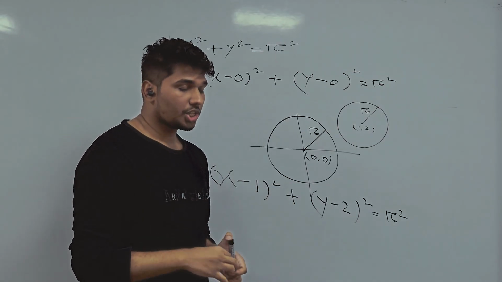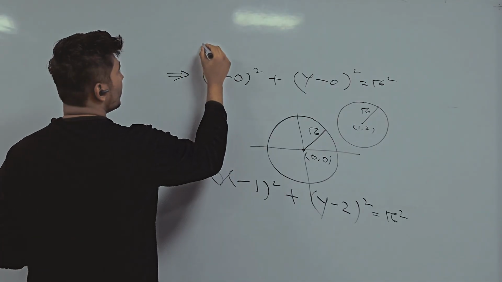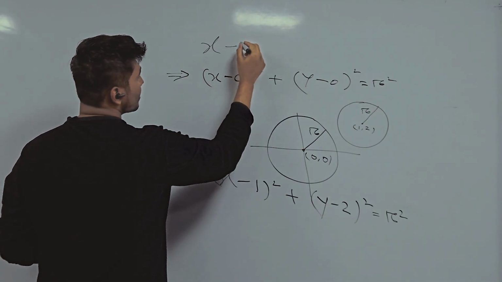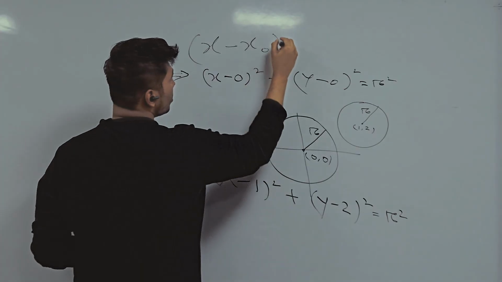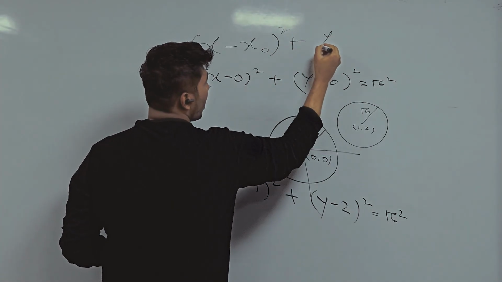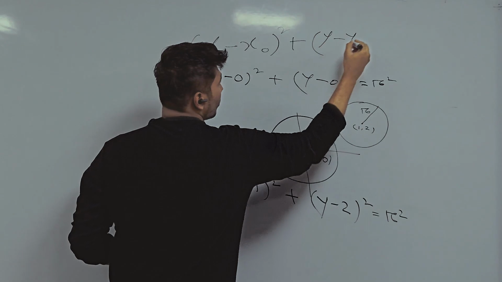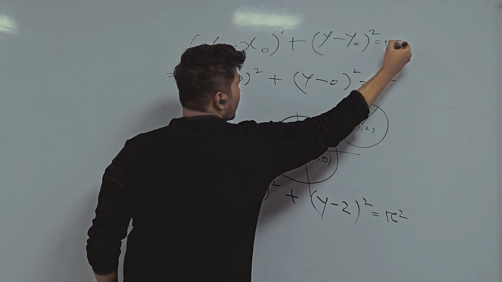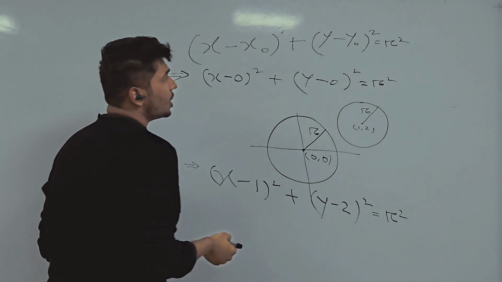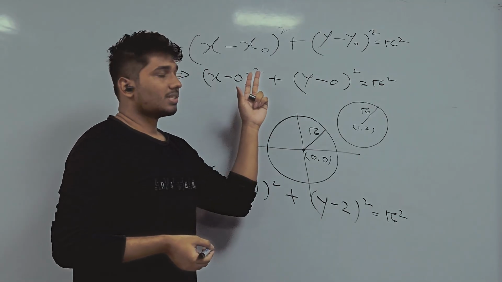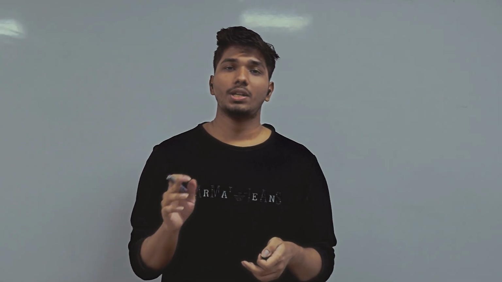So let's see the general format of this equation. x minus x naught whole square plus y minus y naught whole square is equal to r square. So this is the general equation of a circle. Okay. Now I am going to show you some other equations of conics which we will transform in such a way that we can use them to shift the centers of conics and the focus of conics.